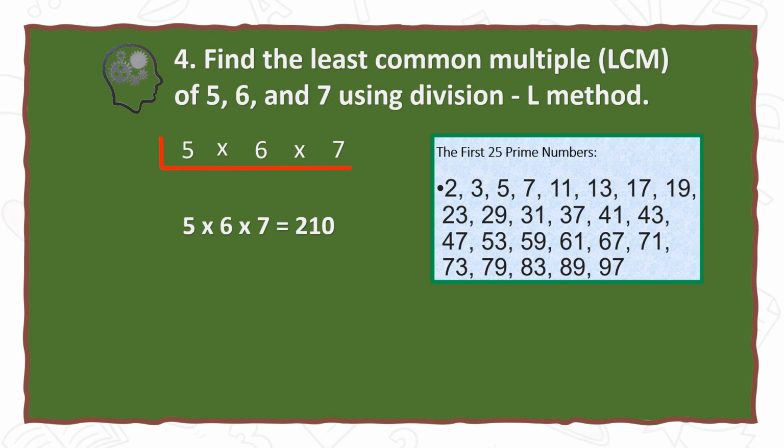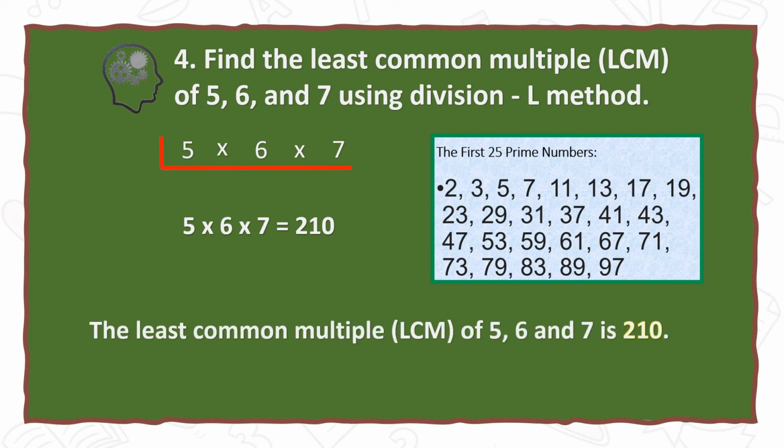If you want some techniques, 6 times 5, 30. 30 times 7. 3 times 7 is 21. Just add 1 0 at the end of 21. It's 210. And the LCM of 5, 6, and 7 is 210. Again, if the given whole numbers are not divisible anymore by any prime number, just multiply them. And the product is the LCM of those whole numbers which are given.